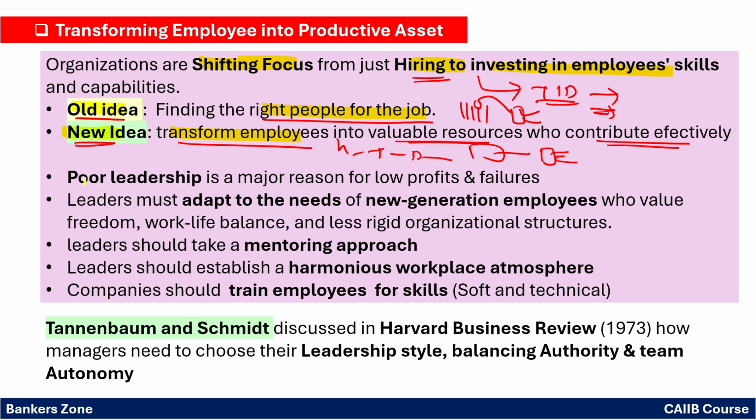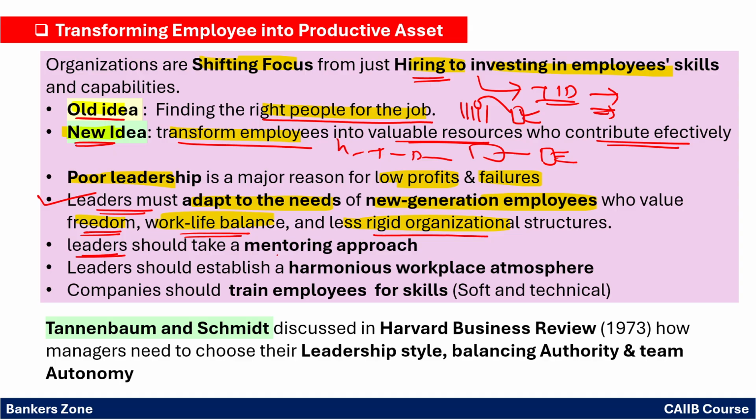See, if the leadership is poor, obviously there will be low profit and failure of the organization. So that's why leaders must adapt to the needs of new generation employees, who need freedom, who love work-life balance and a less rigid organization structure. This is the new generation employee, like millennials and Gen Z. They want a very flexible work structure. They want work from home. They want work-life balance, leave whenever they want, and freedom to work. So these are the necessities, the requirements from the new generation employee. So the leader must be able to consider it.